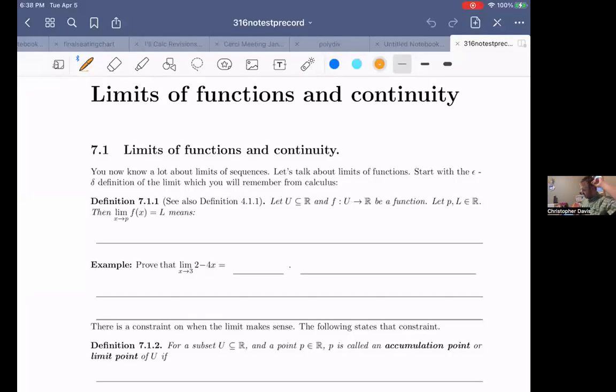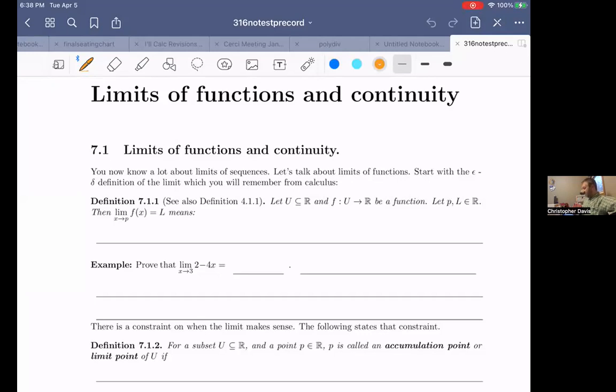Hello, analysts. So, what I'd like to do today is to start in on an entirely new topic. We've done lots of things with sequences of numbers and their limits. There's another thing that you'll remember from calculus as being pretty important, the notion of the limit of a function. So, let's recall that definition. This is where we'll begin.